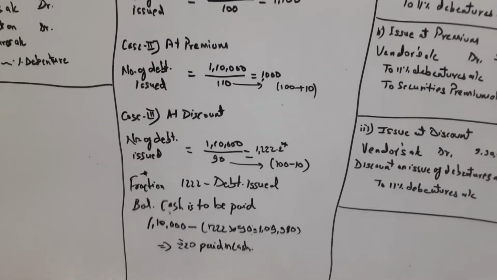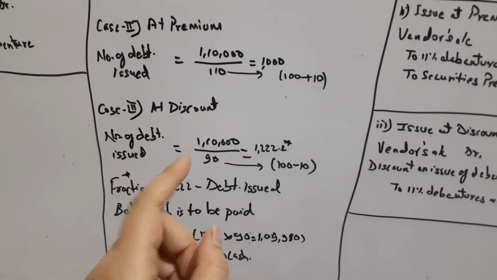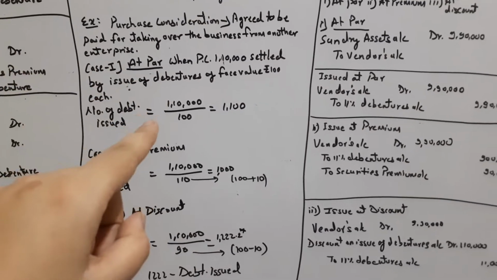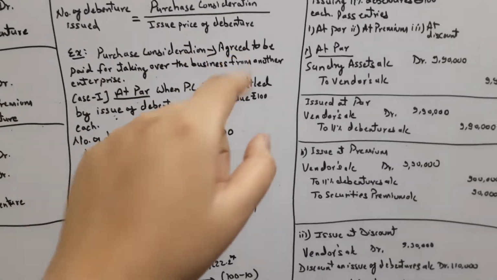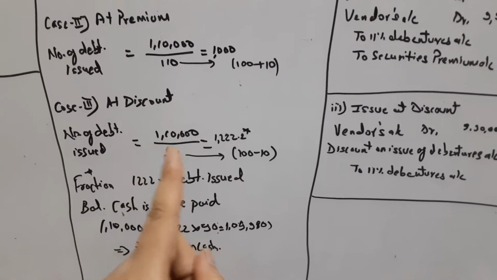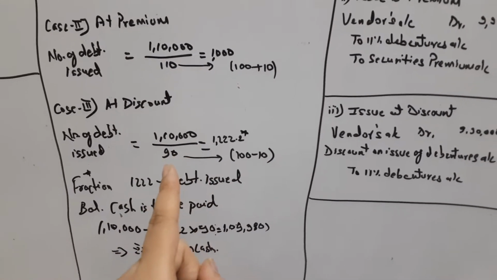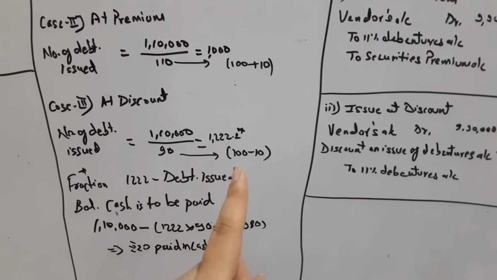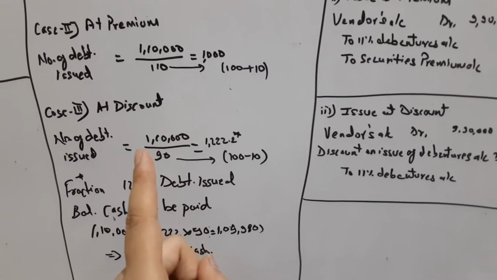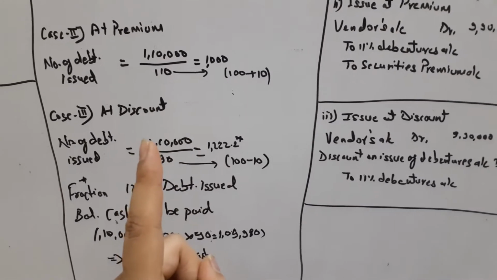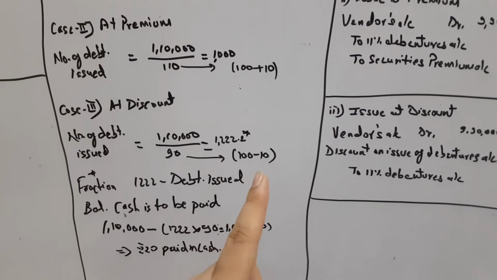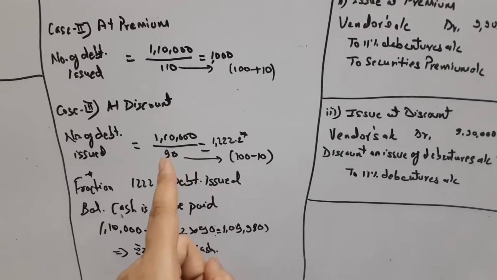So, in case number 3, at discount, the number of debentures issued, we will be using the same formula: purchase consideration divided by issue price of debenture. We have written the purchase consideration in the numerator as 1,10,000, it is given in the question, and the issue price, since it is at discount, is 100 minus 10. We have assumed a discount of 10%. Always remember, discount or premium should always be calculated on face value. So, 10% of 100 gives you 10, 100 minus 10 gives you 90.